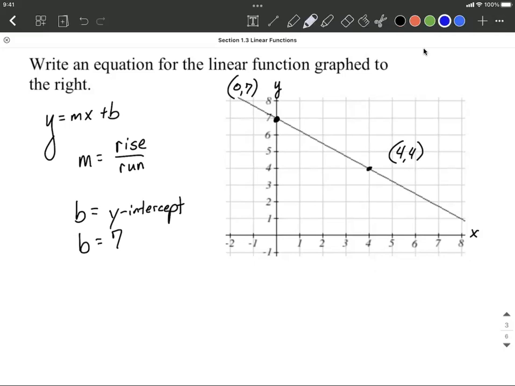So what I'm thinking is I'm going to start at the y-intercept and go down 1, 2, 3. And I'm going to go to the right 1, 2, 3, 4. Now going down, that goes down 3, so it's going to be a negative 3 for the rise component. And we went to the right 4, so that's going to be a positive 4 for the run component. So the slope of our line should be negative 3 over 4.